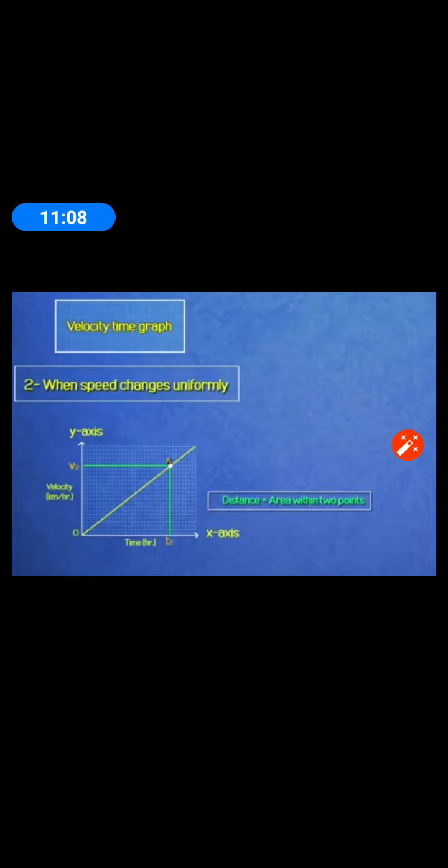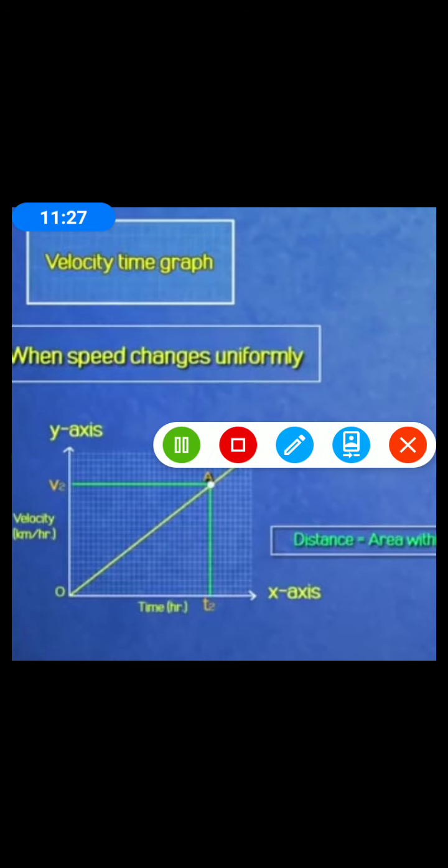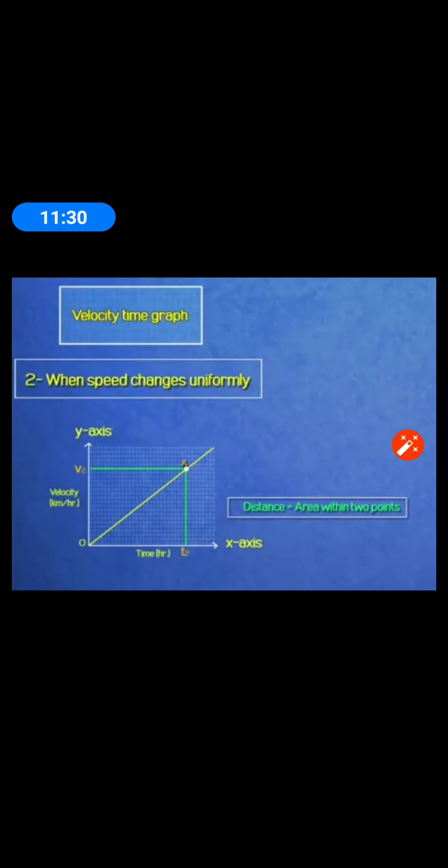You can see over here, it is a straight line passing through the origin. It is not parallel like in the case when the velocity was constant in condition 1. But here it is increasing uniformly. So the graph will be a straight line passing through the origin. Now here, how to calculate the distance? The method is the same to calculate the distance from the velocity time graph, that is to calculate the area.